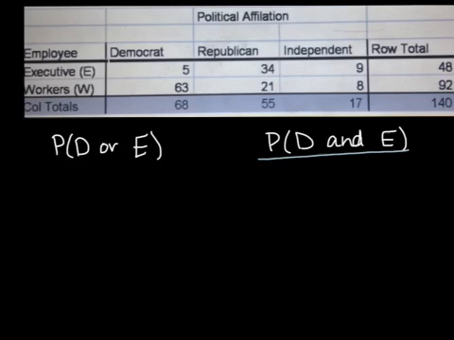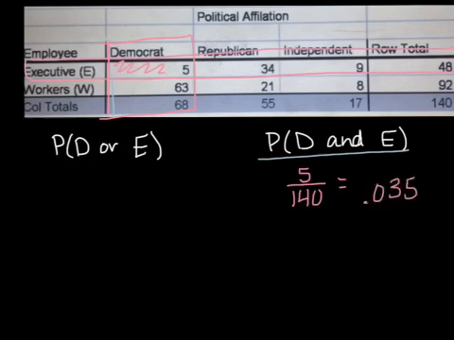So here's Democratic right here. Let me change that to pink. Here's Democratic. Here's executive. And hopefully you notice that this box right here is where they overlap. So the probability of "and" is 5 over 140. And then all I have to do is throw that in my calculator, and let's go ahead and round to 4 decimals. I get 0.0357.